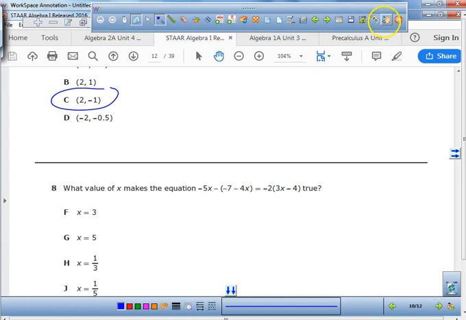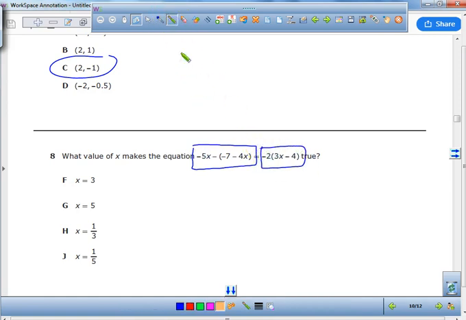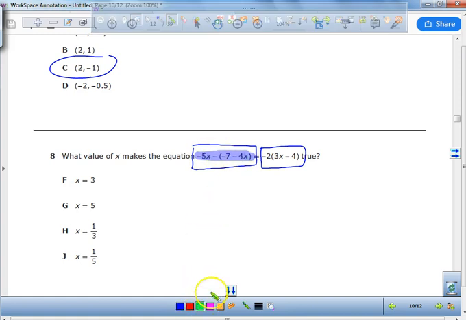Last one. Here's what I want you guys to do. I want you guys to type that in and type that in. Two different equations. We're going to Desmos here. This is the first equation you're going to type into Desmos. This is the second equation that you're going to type into Desmos. Okay? And then we're going to do it by hand.